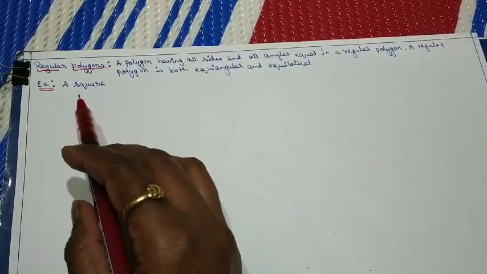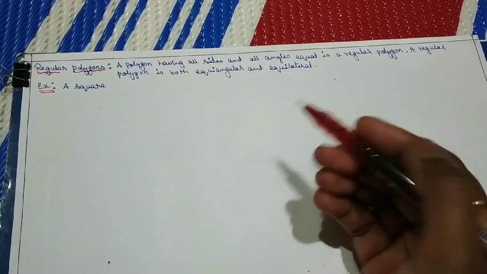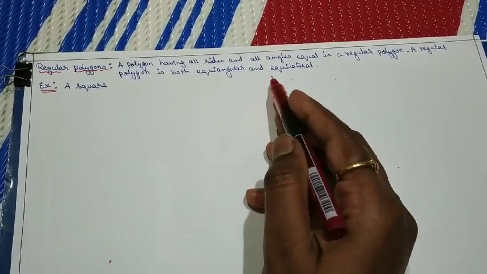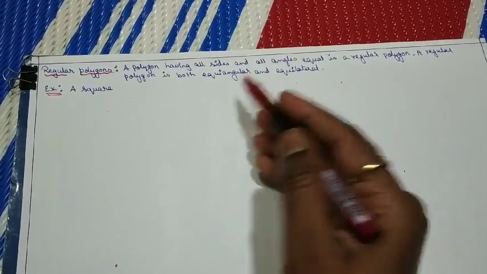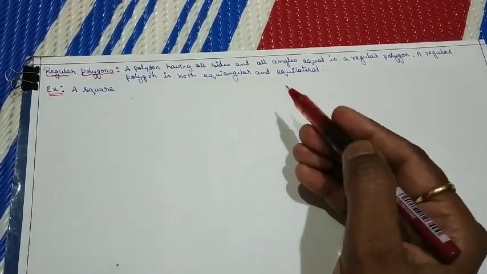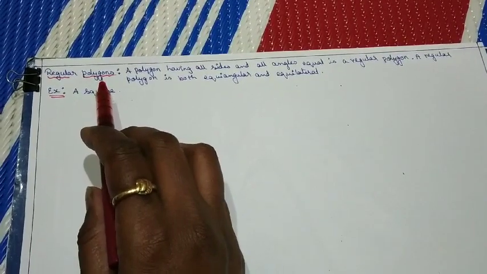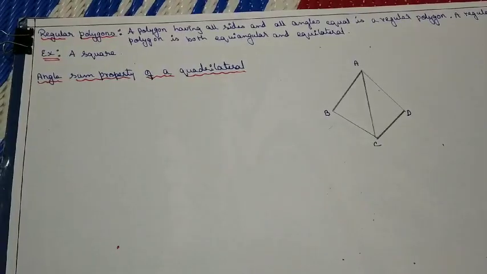The other example of a regular polygon I can give is the equilateral or equiangular triangle. If all measures of sides of a triangle are equal, then we know that it is an equilateral triangle. If all measures of angles are equal, then it is equiangular. Therefore, an equilateral triangle and an equiangular triangle are said to be regular polygons. Even a square is also a regular polygon.